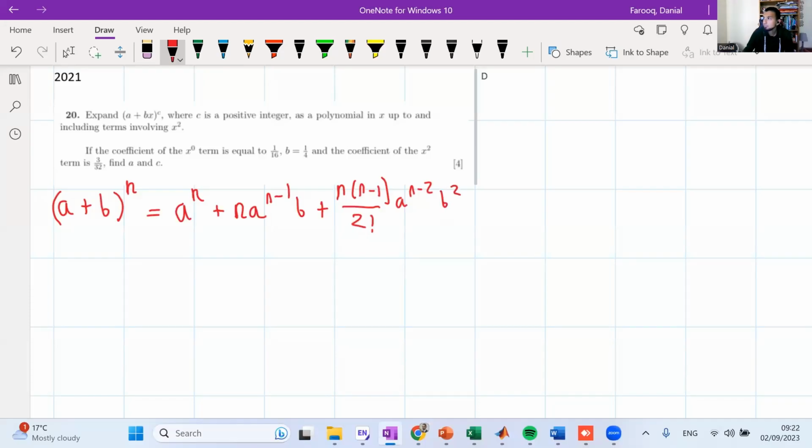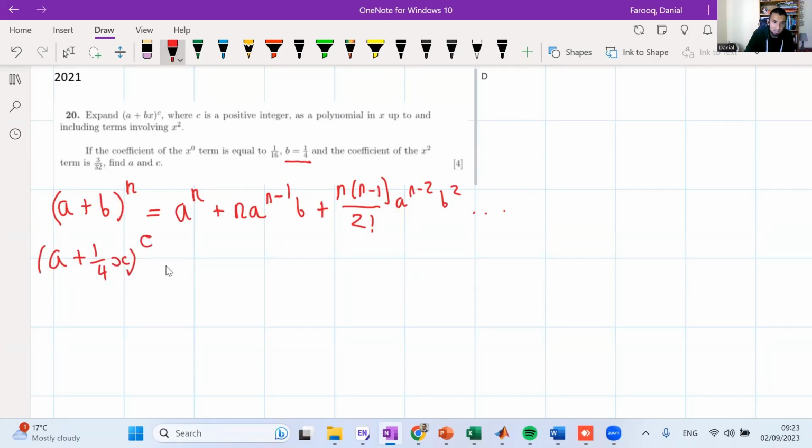Okay, let's continue with that then. I guess we only need the b squared term, so we can stop there because that's the last information we're given. So we have the case where we have a plus a quarter x, because b is a quarter, and we don't know a and c, so we'll leave that as a and c.